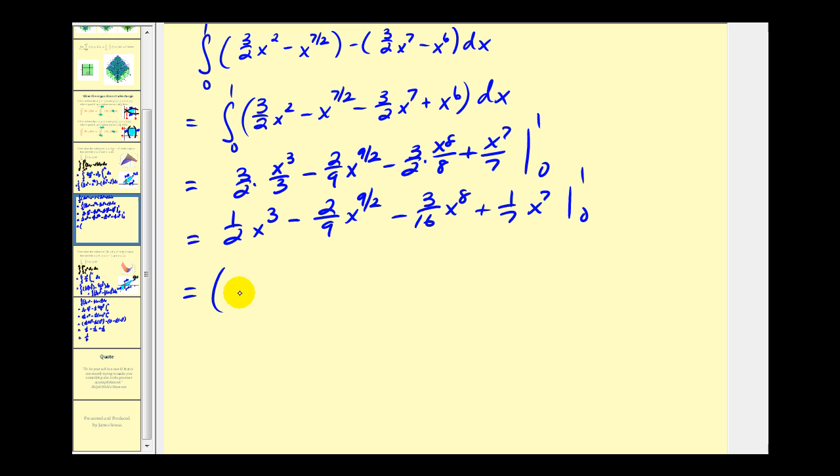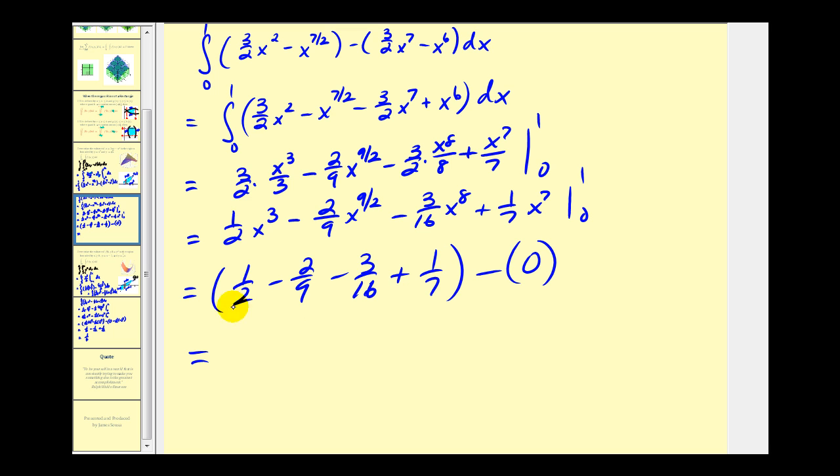Okay, so when x is equal to 1, we'll have 1/2 minus 2/9 minus 3/16 plus 1/7, minus, and then when x is 0, all of these terms will be 0. And again, to save time, I've already calculated this. It doesn't come out very nice. It's 235 all over 1008. Again, this would be the volume under the surface in the given region.